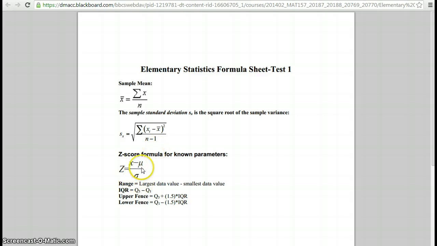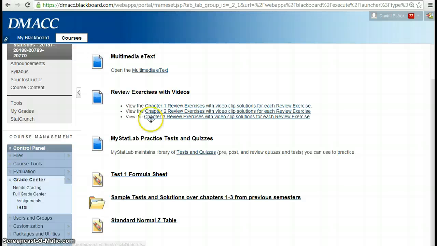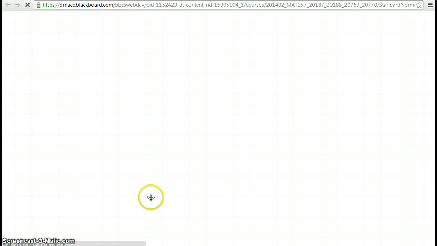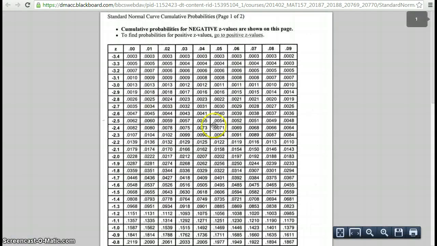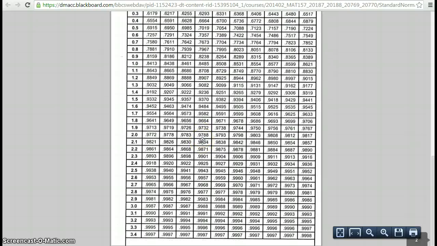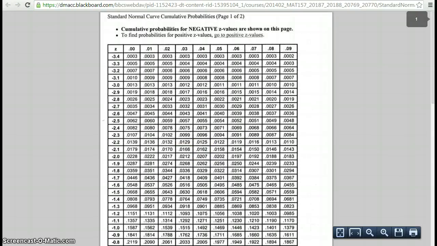And then we're starting z-scores this week. Then I give you the formulas for range, interquartile range, upper and lower fence. And it's not too early to start thinking, because the test is next week. You have to take it by Friday, February 7th. And I've also got the standard normal z tables right here, and you can print these off or look at them right here online. And so here they are, and you'll be given those also on your test.